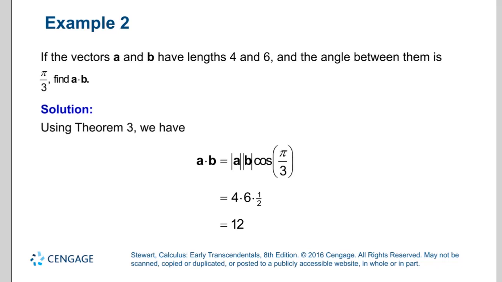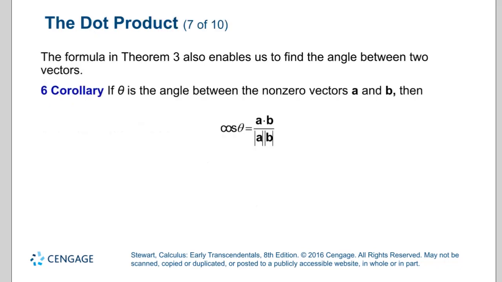The more useful case of this is the corollary, which is taking the cosine and being able to figure out the angle between those two vectors. If I know the dot product, I take the dot product and divide it by the magnitude of A times the magnitude of B. And then I can use the arc cosine to find the angle.